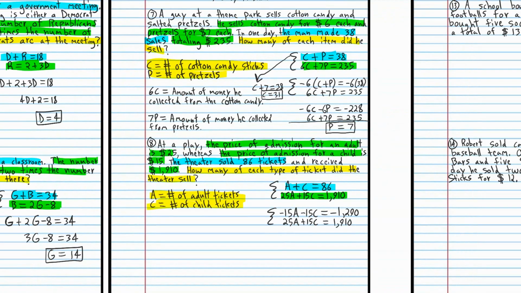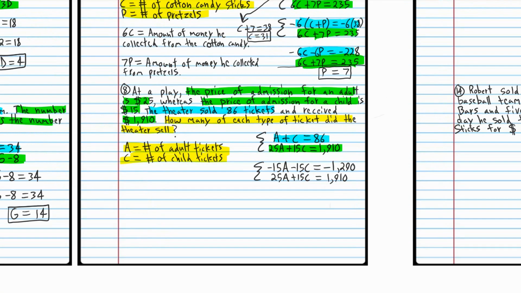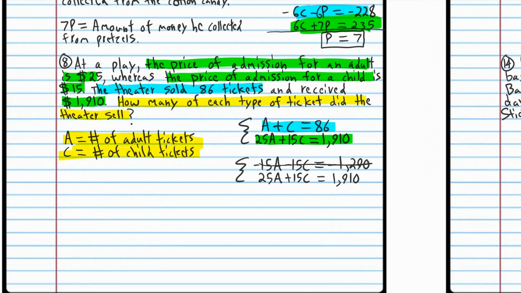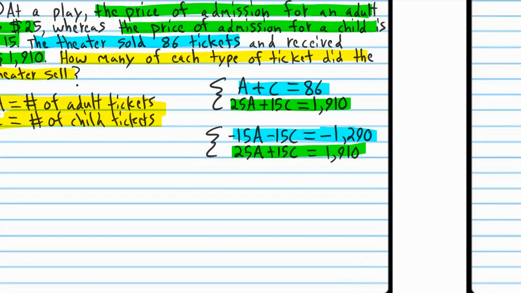In fact, I should be color coding these. Sorry about that. It just makes it easier to see which equation is which. So we're just rewriting the bottom equation. We're not doing anything to that equation.